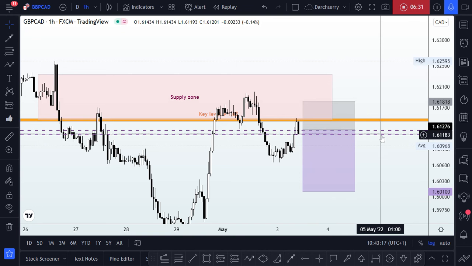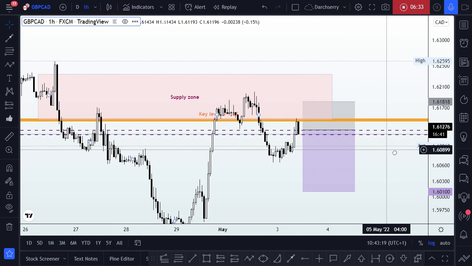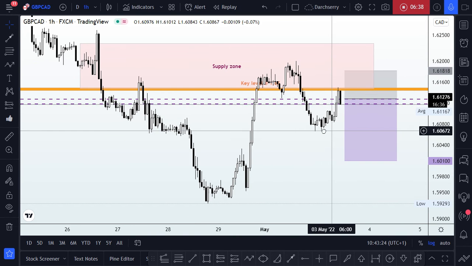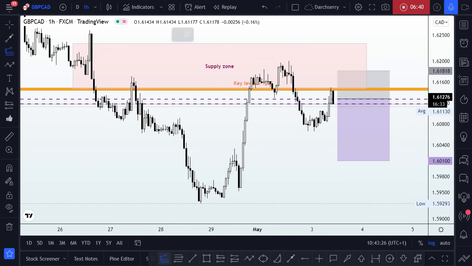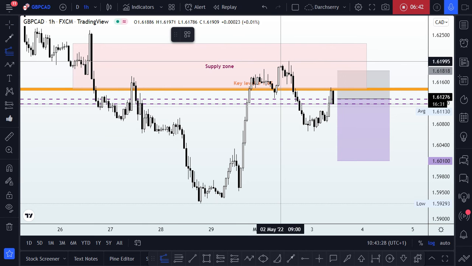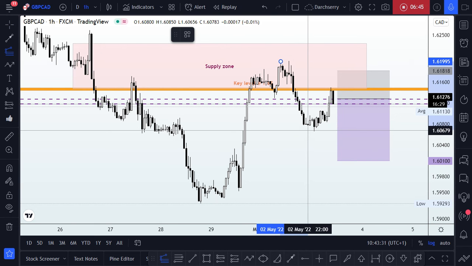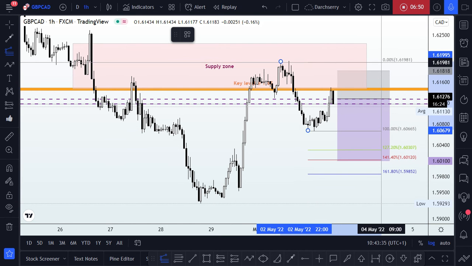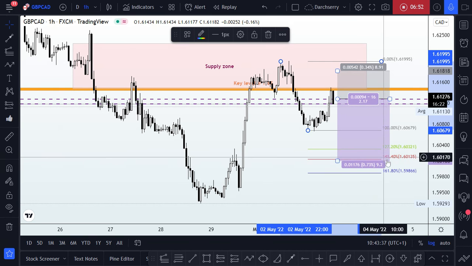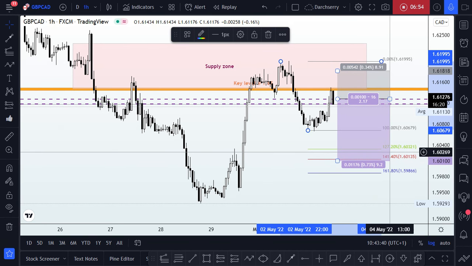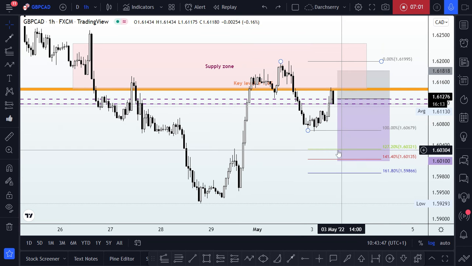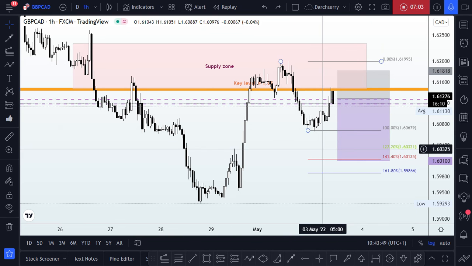and 1.61183, where I'm looking at a TP target of, if we pull out our extension tool and run through the length of this impulse from the supply zone, price falling within 1.60400 and 1.601. I have chosen 1.601 as my take profit. That's about 110 pips thereabout.